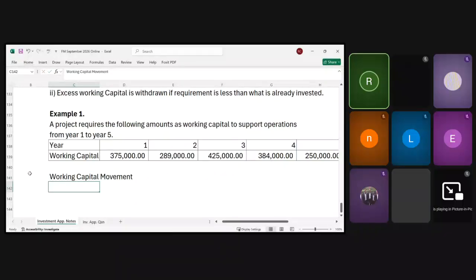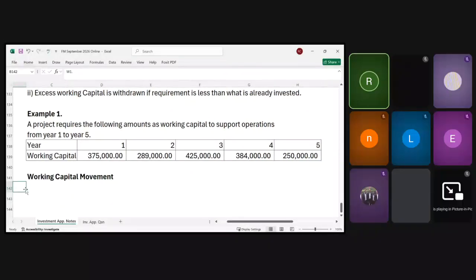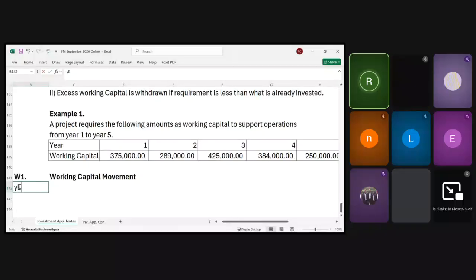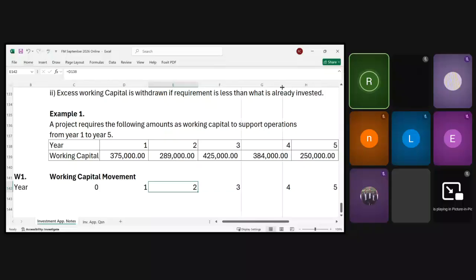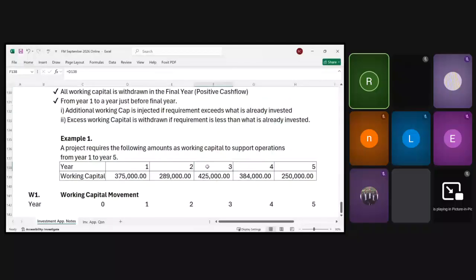Right, so I have to do a working on working capital movement. This is quite critical, right? If I'm to do that, I know that I have to inject my working capital in advance. So I'm going to start from year 0, then go to year 1 up to year 5, to work out my requirements here. All right, that's what we have. I'm trying to push everything so that it fits into the same page.